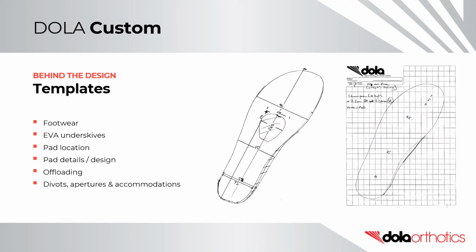Templates can also be very useful. It could be a template of the footwear that we're fitting, allowing us to get to the correct size to minimize dispense adjustments. Templates can also be used to indicate EVA underskives, or pad locations, or pad details in terms of shape or design. They can indicate the locations for offloading, or divots, apertures, and accommodations.